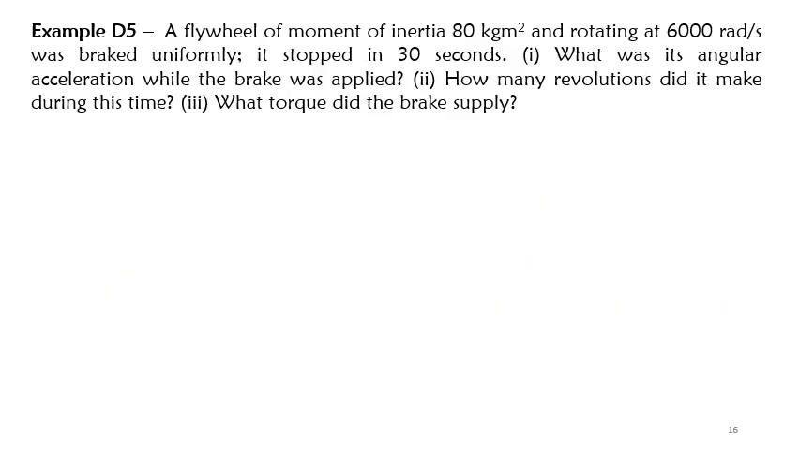This is another example. Moment of inertia I is 80 kilogram meter squared, rotating at 6,000 radian per second, omega I. It was braked uniformly and it stopped in 30 seconds, T. Stopping means it comes to rest, so omega F is equal to 0. So 30 seconds is your t.